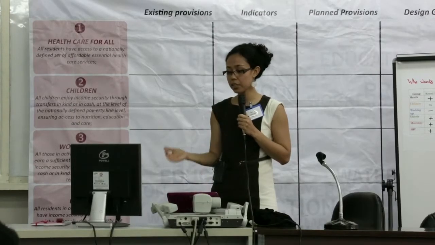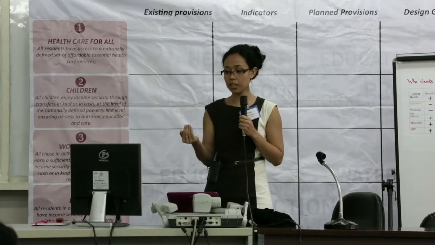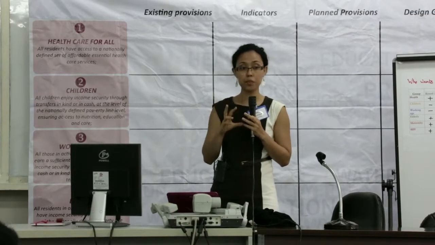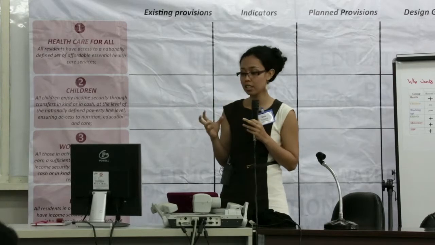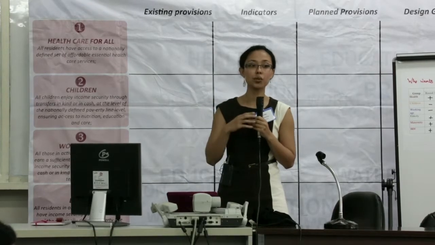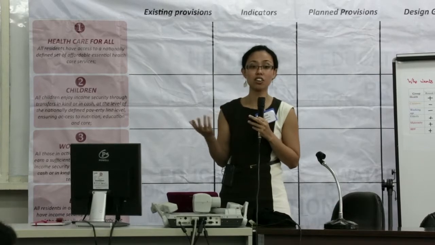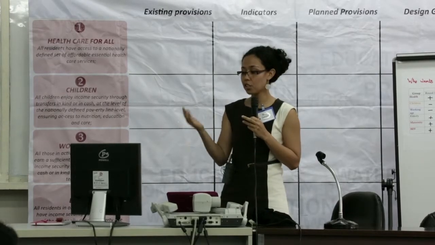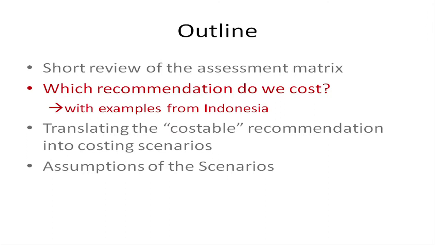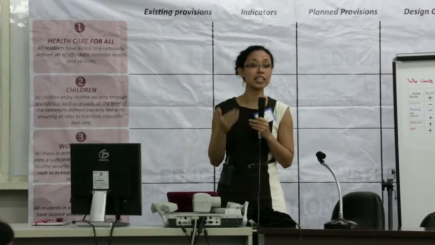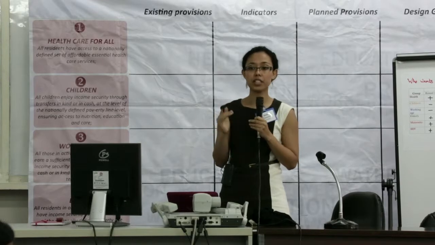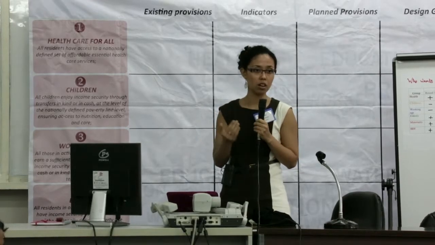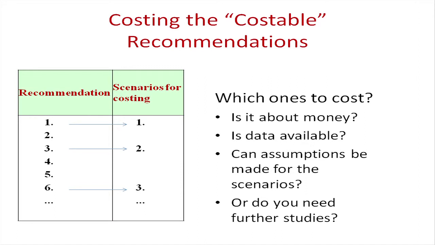Now, as Valerie has mentioned, we have two types of recommendations. The ones that we can use the RAP protocol to cost, and the ones that we don't need to cost, or cannot cost yet. So we first need to distinguish between the two. Which recommendations can we cost immediately, or do we need further information, or which recommendations do we not need to cost at all? Then comes the second question, which recommendations do we cost?